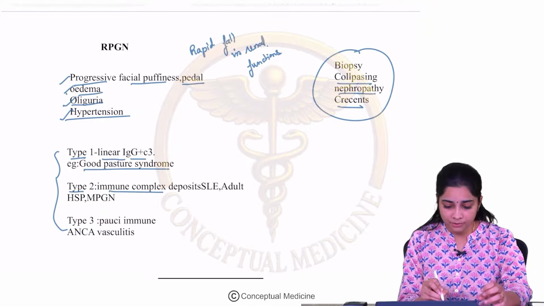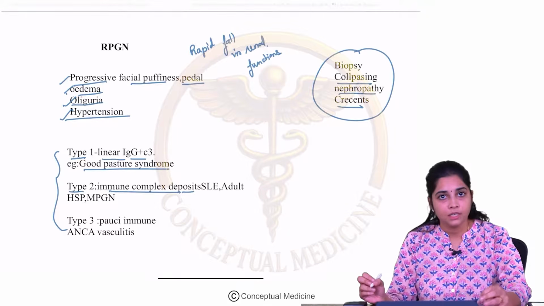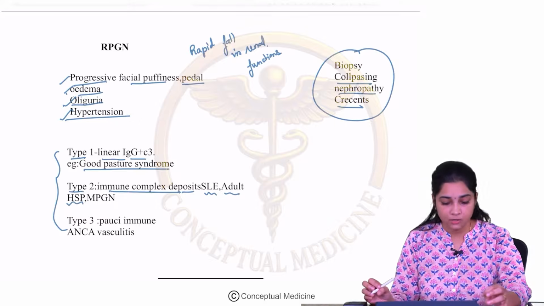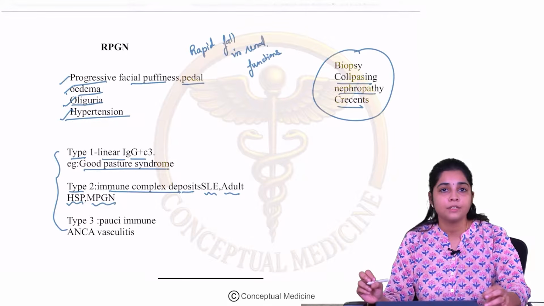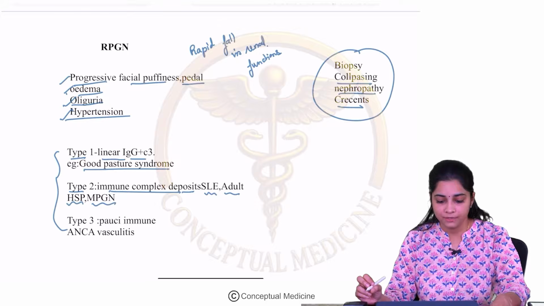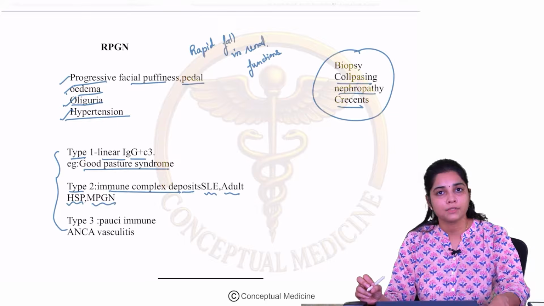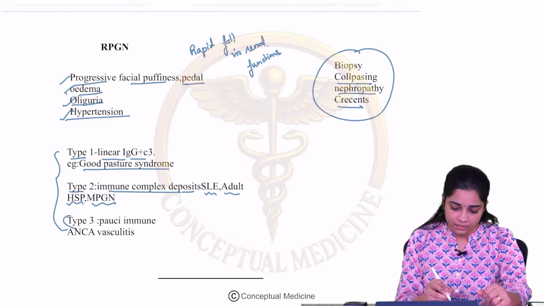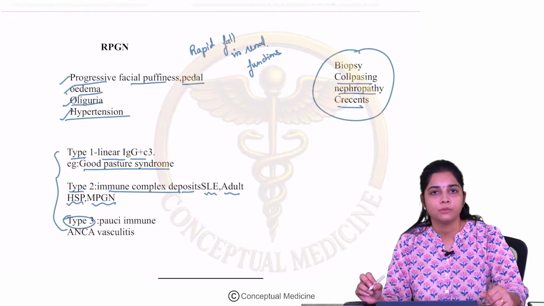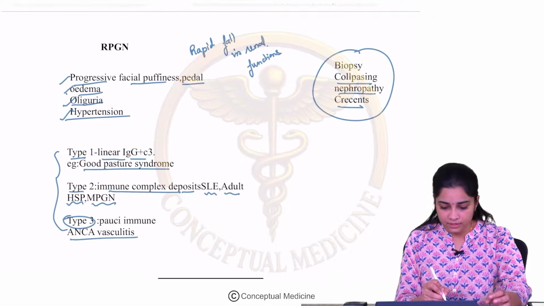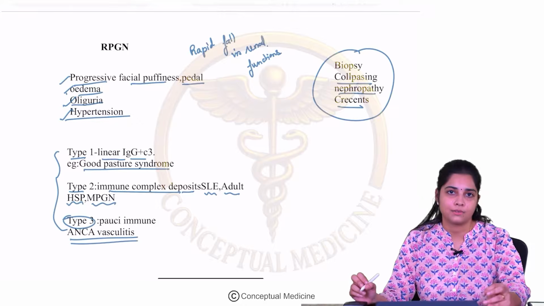Then in type 2, you have immune complex deposits, including SLE, adult onset Henoch-Schonlein purpura and membranoproliferative glomerulonephritis. So, type 2 is immune complex mediated rapidly progressive glomerulonephritis, where you can have immune complex depositions as seen in SLE, adult HSP or MPGN. Type 3 is pauci-immune, where immunofluorescence is negative and you do not have any deposits. This is seen in ANCA associated vasculitis.